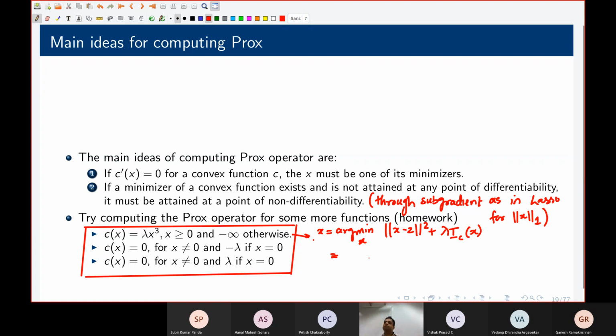So lambda x cube for x greater than or equal to 0, is it convex? Okay, let's say lambda is positive. Let's not bother about lambda. This is convex. So what would it be? Let's write it down. We don't have to look at it component-wise, just one scalar. What would it be?